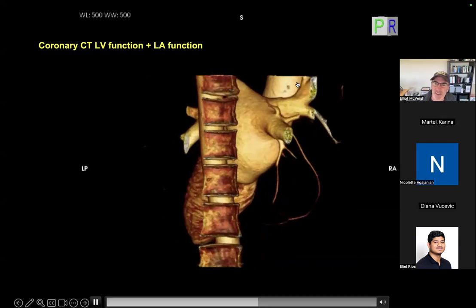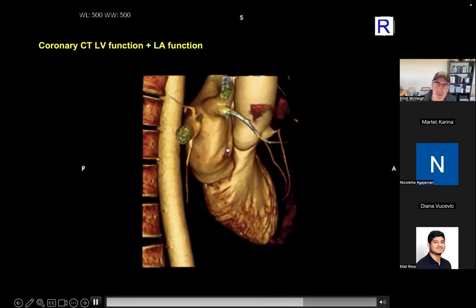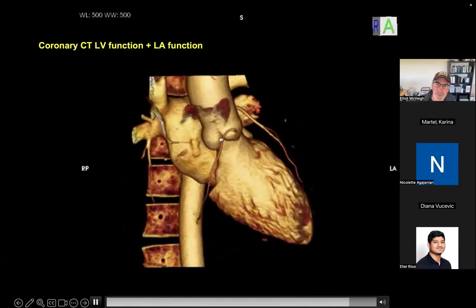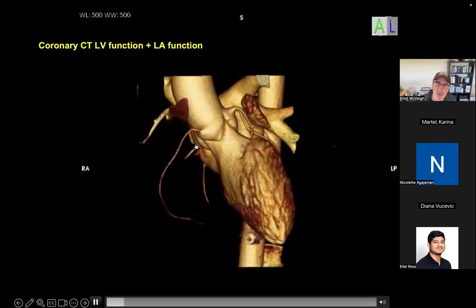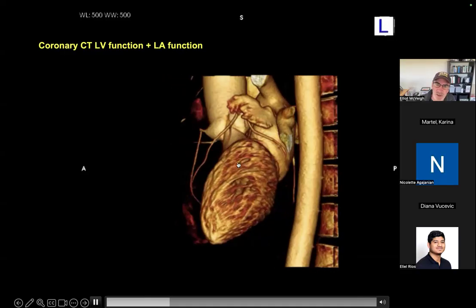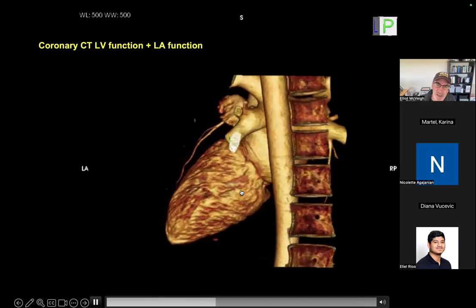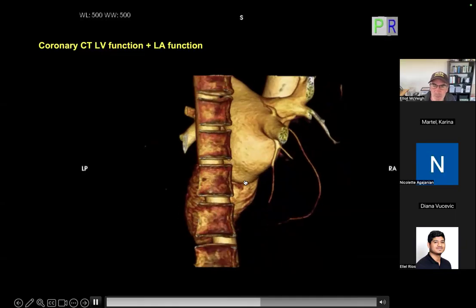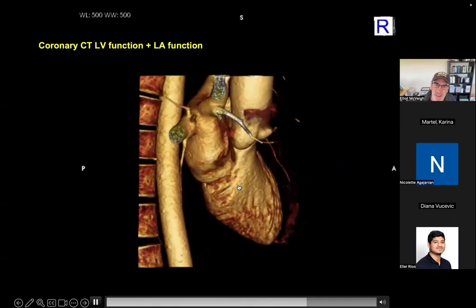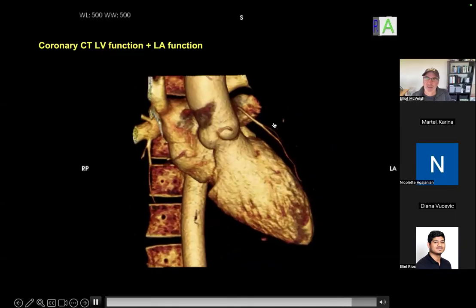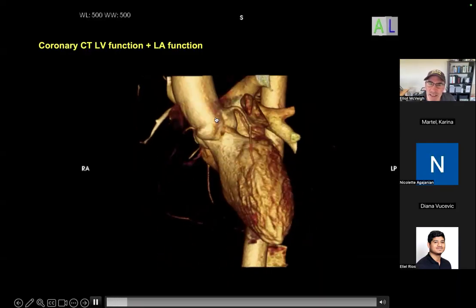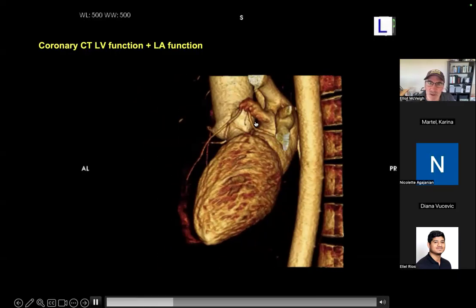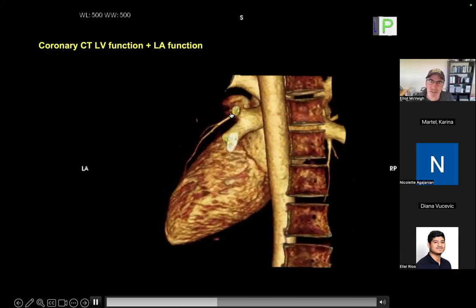And we can see the heart. And so you get a gorgeous view of the function of the left atrium here. You get a view of the coronaries and the ascending aorta. This is the left ventricle contracting nicely. You can see the mitral valve plane and how it's moving. And interestingly, we can also see the left atrial appendage here undergoing a fairly considerable ejection fraction there.